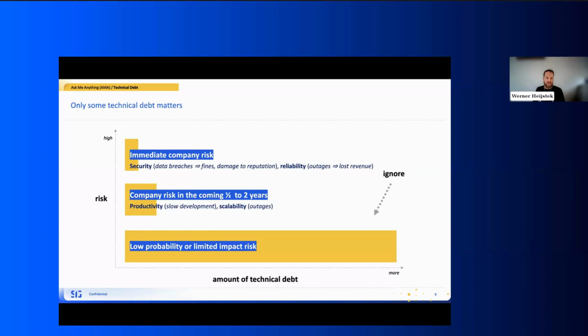The same is true of scalability. You don't have a problem tomorrow when you have technical debt that hinders your scalability, but in a couple of months you will have some problem, and in two years you will probably have a big problem, especially when you scale up like the example Mark just gave.